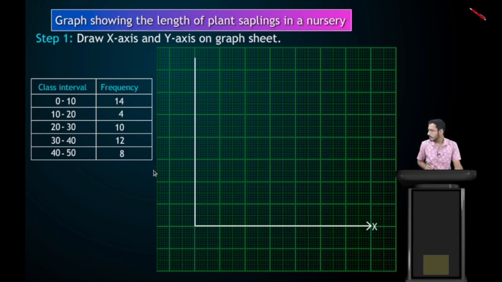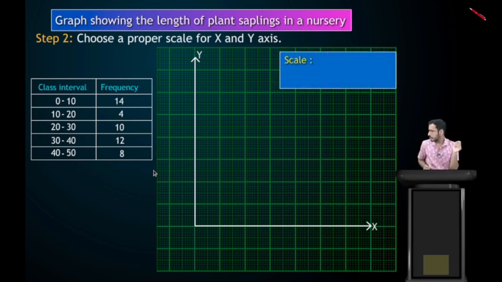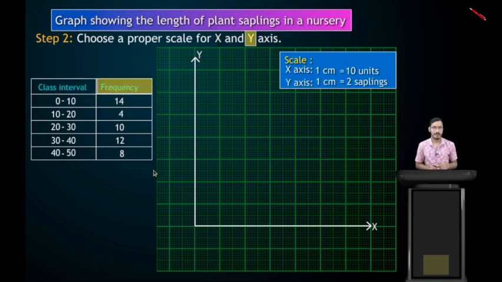After that, name the lines x-axis and y-axis, and choose a proper scale for the x and y axes. Students, you can choose any scale. Here, for the x-axis, 1 centimeter is equal to 10 units, and for the y-axis, 1 centimeter is equal to 2.